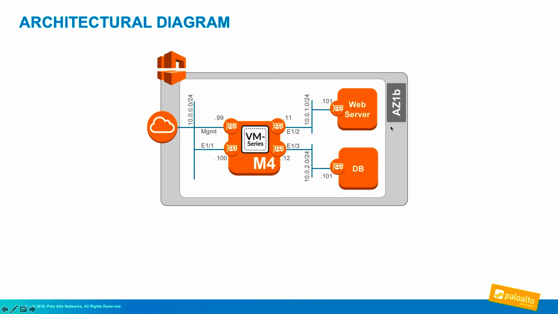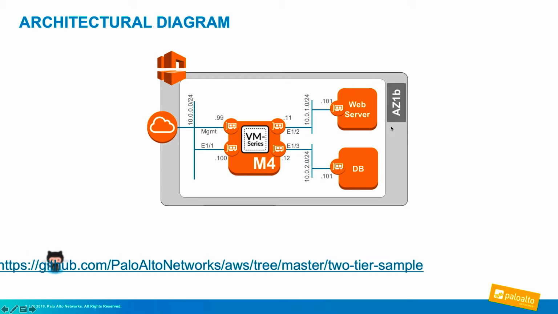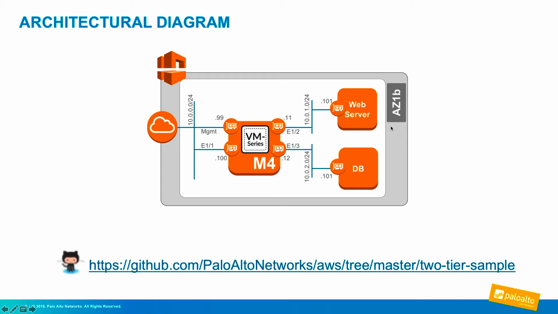To achieve this, we will use one of our publicly available CloudFormation templates, which you can find on our GitHub repository. In this process of the deployment, we will deploy this architecture in a fully automated way by combining bootstrapping, which is a feature of the VM-Series firewall that allows you to load a predefined configuration into the firewall during initial boot up.